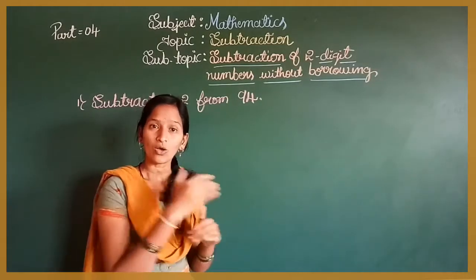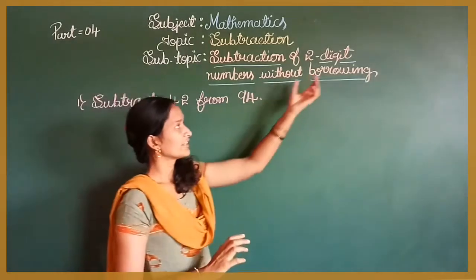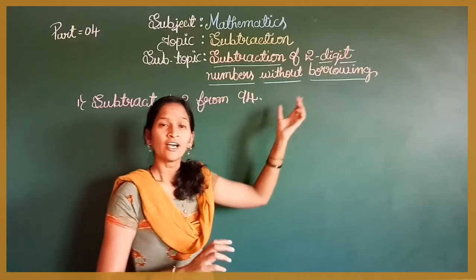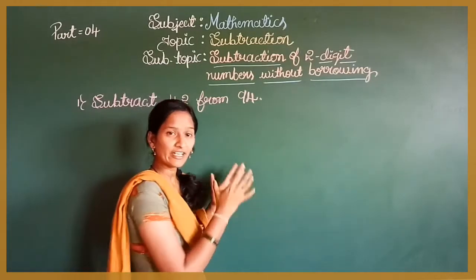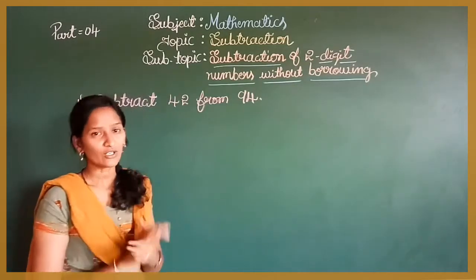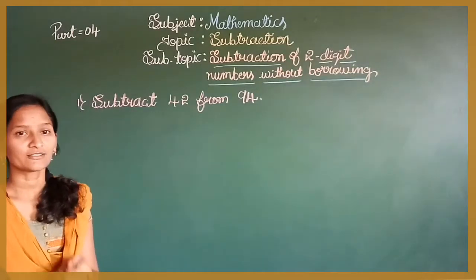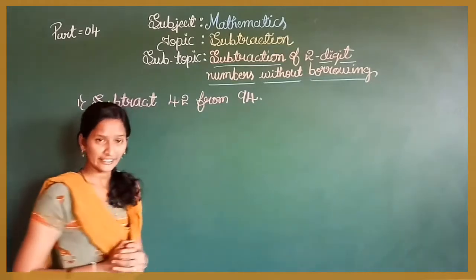Okay, this asking process is there, no? That is borrowing. So here we are taking, borrowing means we are taking something from someone. Means here we are taking some numbers as a borrow. Okay, that is called borrowing. And now come to the first problem. It is subtract 42 from 94.